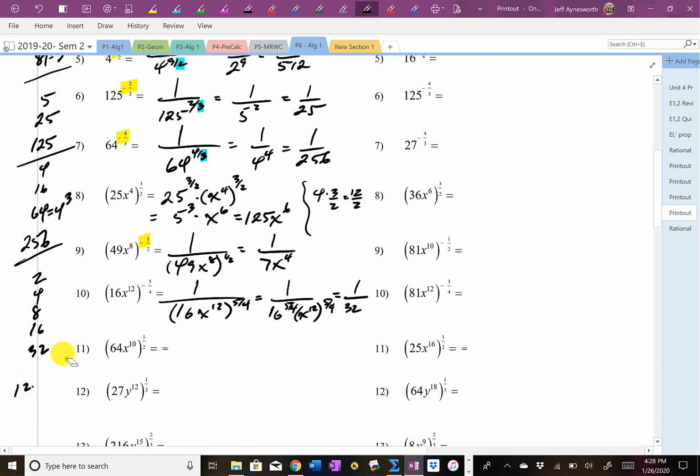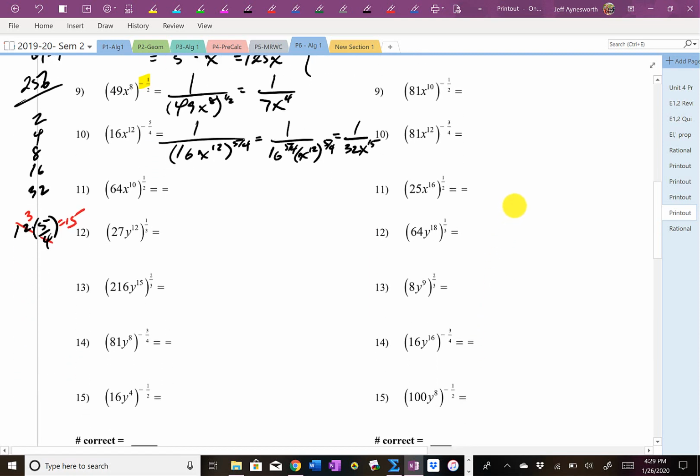Oops, got to write it correctly here. Okay, you divide first, right? Well, you don't have to, but it's easier. 12 divided by 4 is 3, times 5 is 15. All right, there you go. So I get 1 over 32 times x to the 15th power. And that is how it's done, all right?